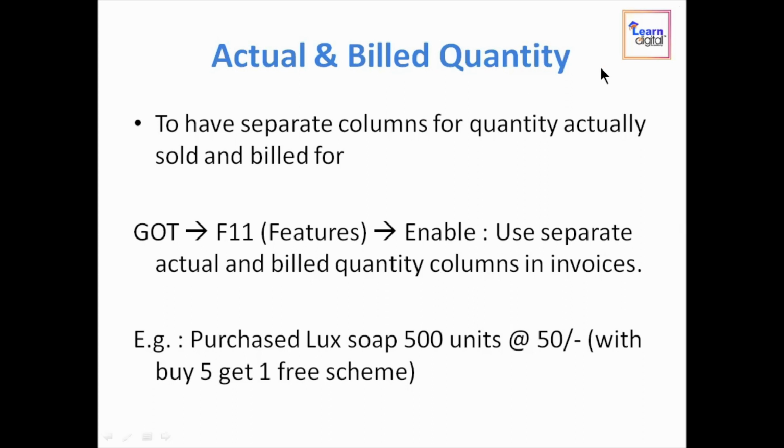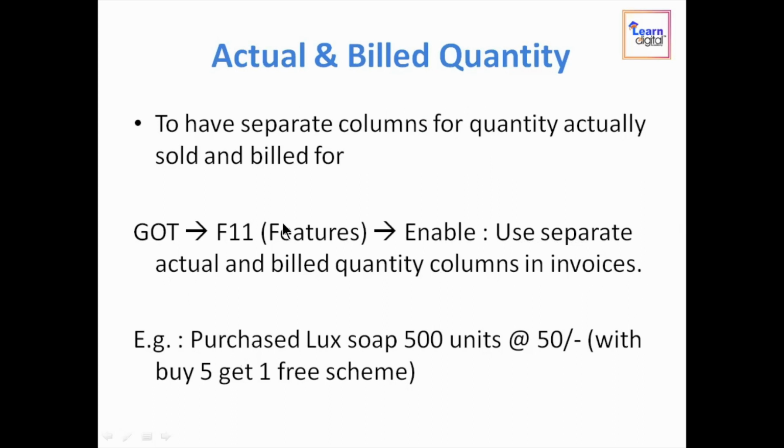See, actual and bill quantity. To have separate columns for quantity actually sold and billed for. In such invoices, we need two columns where we can enter the actual quantities that are sold, and the quantities on which the bill is raised. So we have to enable this feature. How to enable it? Go to F11, open the features of the company and enable this question: use separate actual and bill quantity columns in invoices.